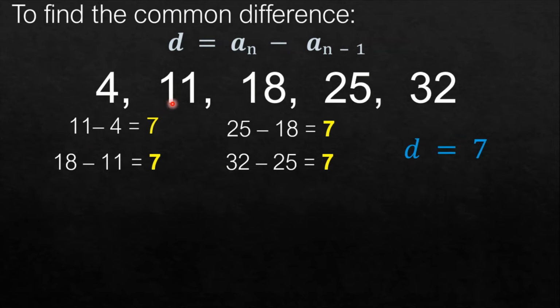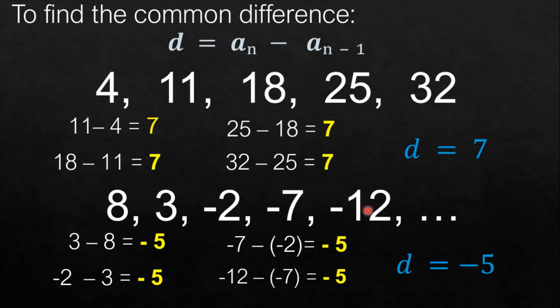So, tingnan natin ang kanilang difference. Second term minus first term, 11 minus 4 is equal to 7. Third term minus second term, 18 minus 11 equals 7. Then, fourth term minus third term, 25 minus 18 is equal to 7. So, the differences between these terms are the same. That's why we have the common difference as 7.